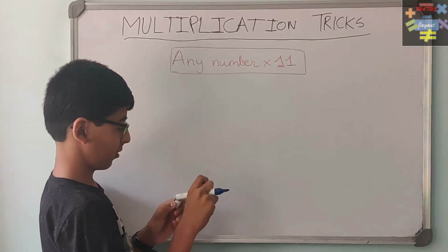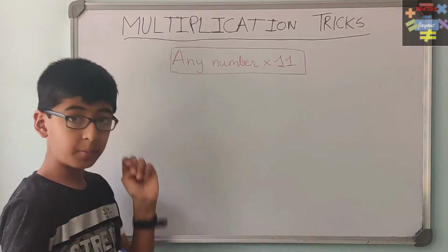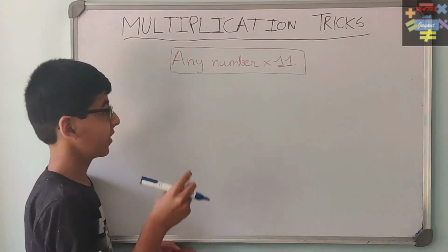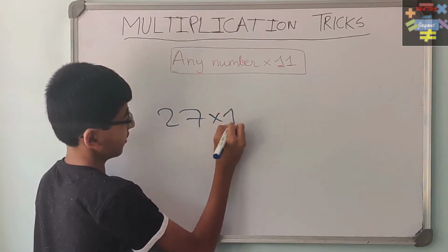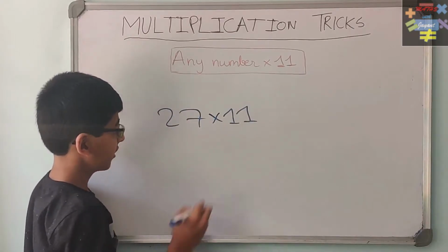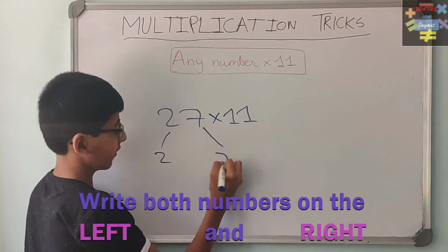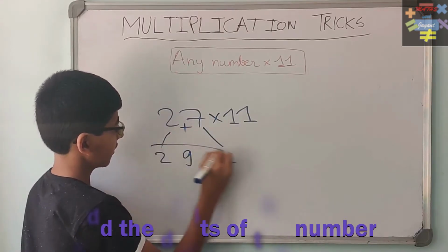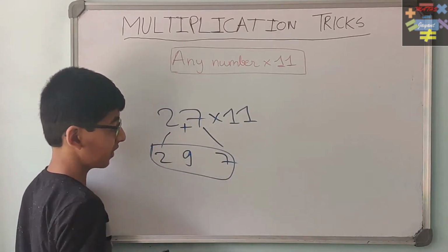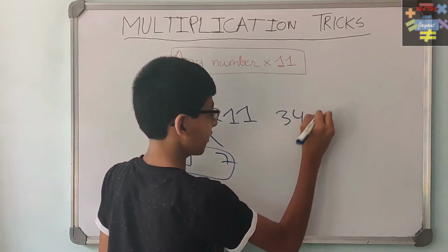Now let us solve the questions where we multiply by 11. Let's take an example 27 into 11. How do we solve this? Step 1, write this number over here, write this number over here. Step 2, add these numbers and write it. Our answer is 297.